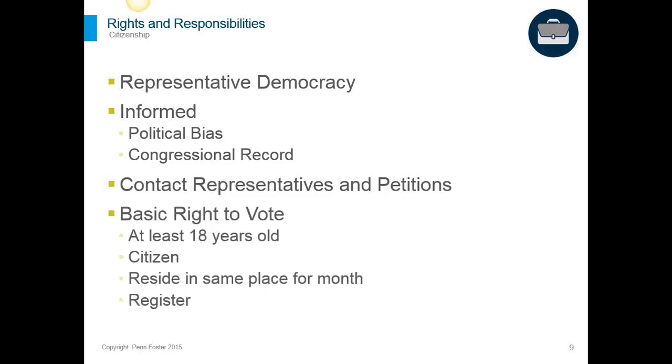And the most basic responsibility, most basic right of an American citizen is the right to vote. People who are 18 years old or older, who are citizens, who have lived in the same place for at least a month, and most importantly are registered to vote, have the responsibility to vote.